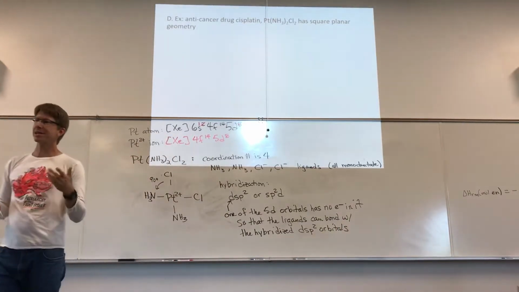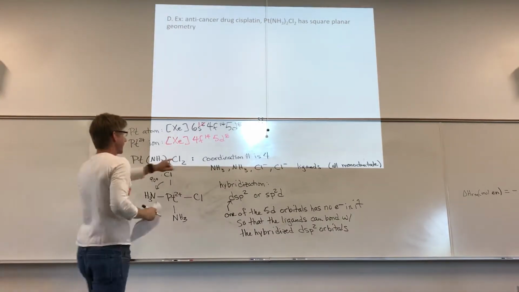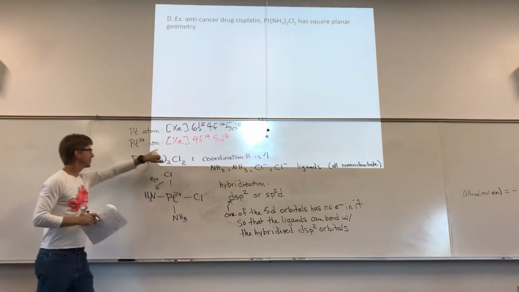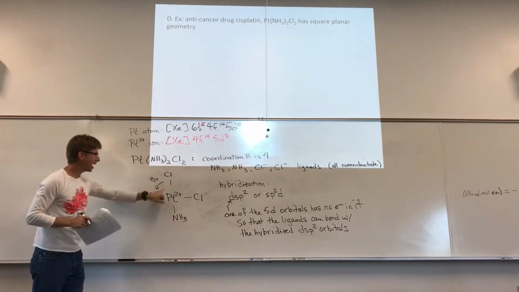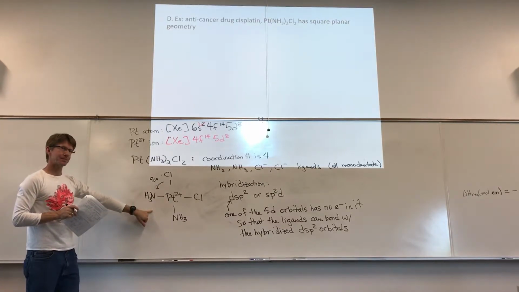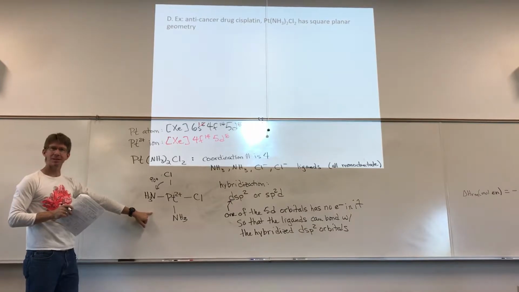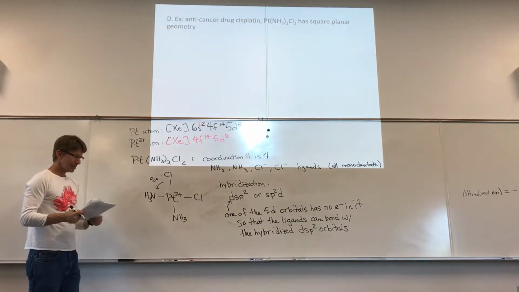Because now we're thinking about two things. One is the electrons in the d orbitals for platinum, and the other is how it hybridizes to bond with the ligands. Anyway, I have not explained why that is yet, but that is what happens here.